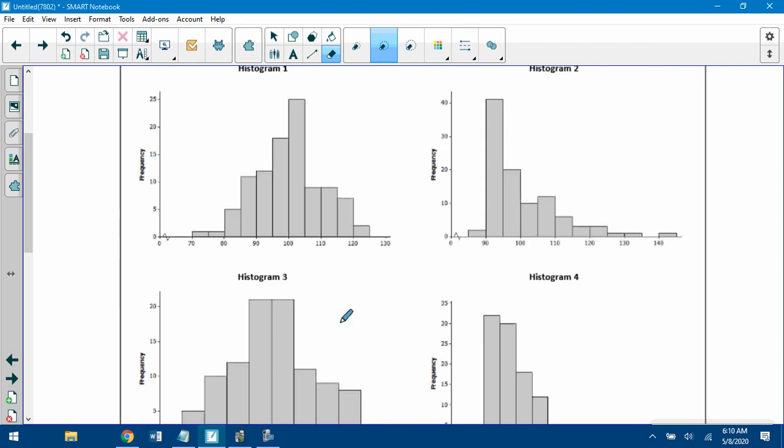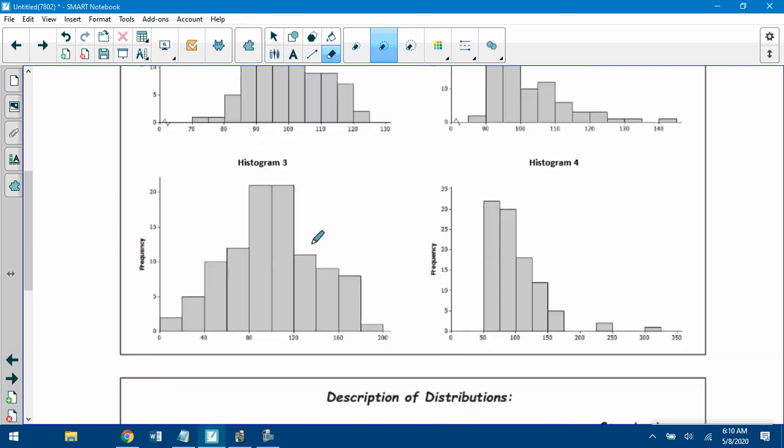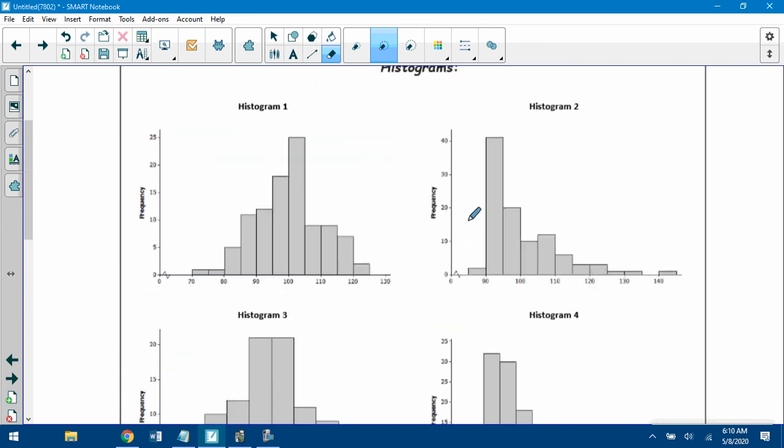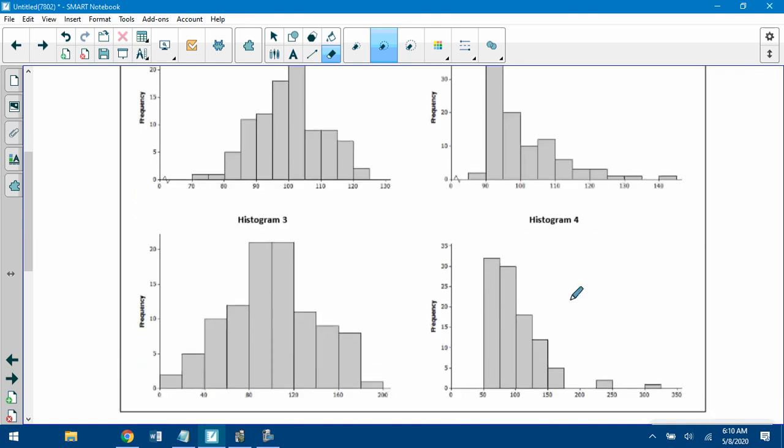Right, 1 and 3. So this one, it's not perfectly symmetric, but it's approximately symmetric. 3 is pretty perfectly symmetric. Not exactly, but again, approximately. These are both skewed right because the majority of the data is on the left. There's some extreme high values that are affecting the mean and things like that.